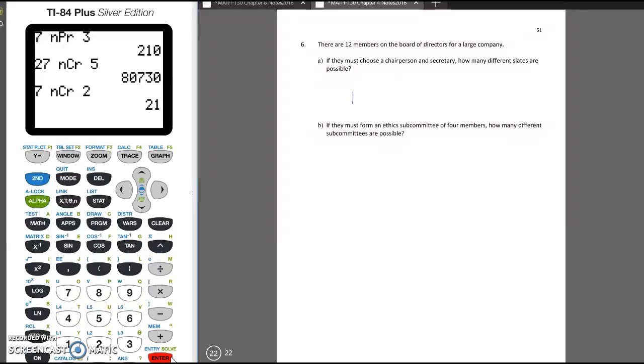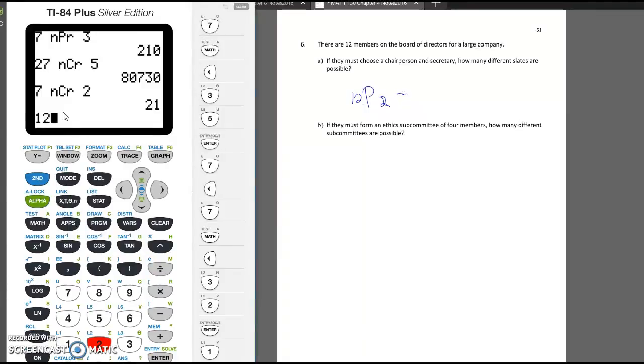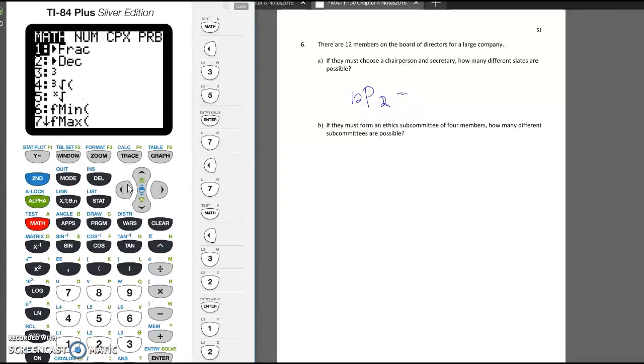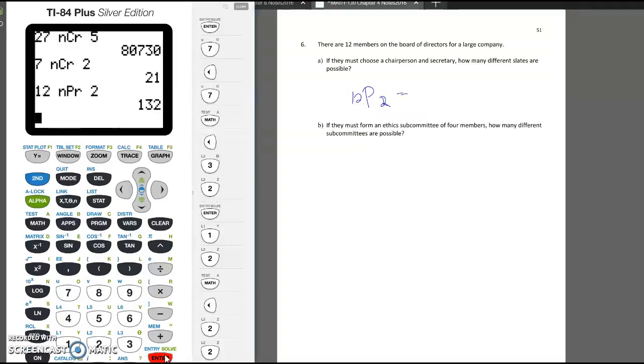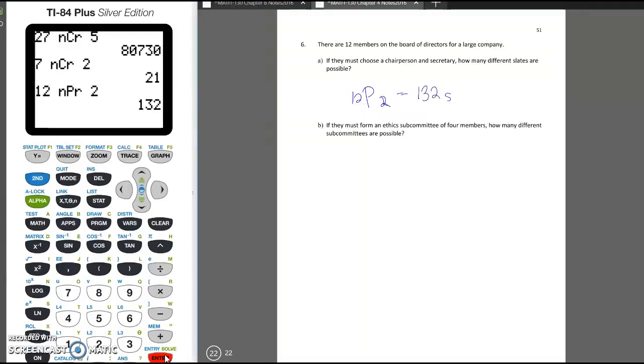So the first one would be 12C2. Sorry, we care about the order. So it should be 12P2. So we're going to put that into our calculator. So there'd be 132 different slates here for those 2 positions.